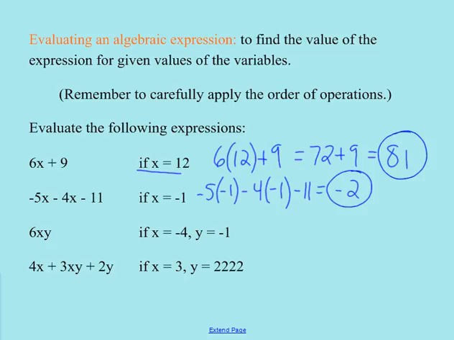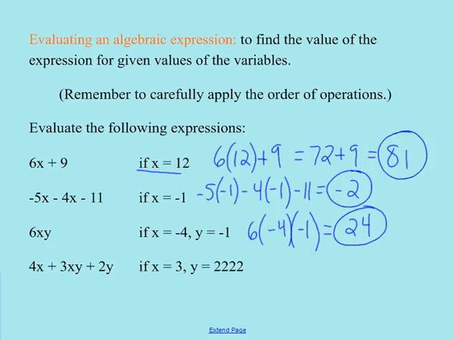Next we have 6xy if x equals negative 4 and y equals negative 1. So 6 times negative 4 times negative 1. We're plugging in our x and our y values, and we should be able to do this one pretty easily. 6 times negative 4 is negative 24 times negative 1, which would be positive 24.